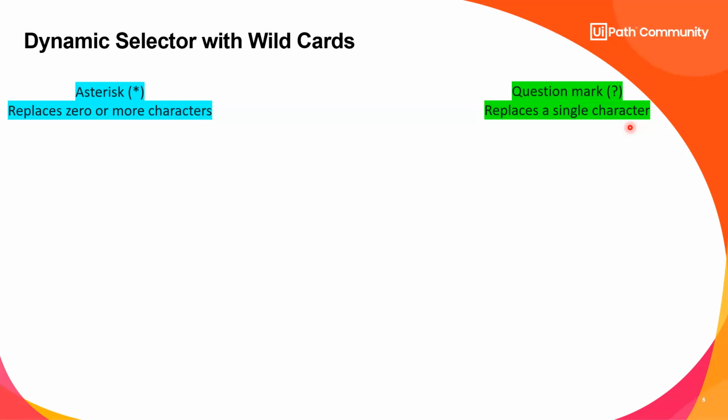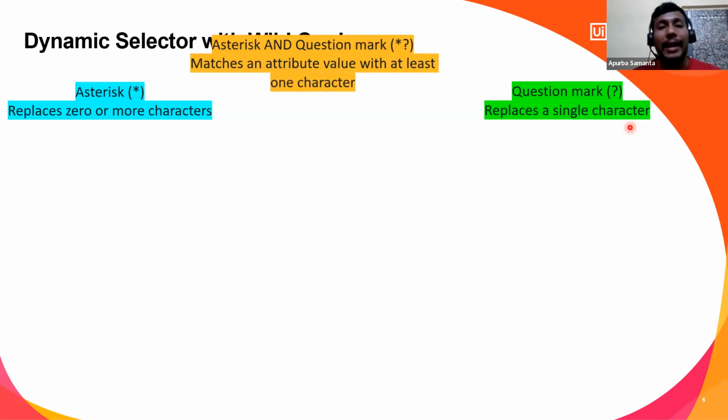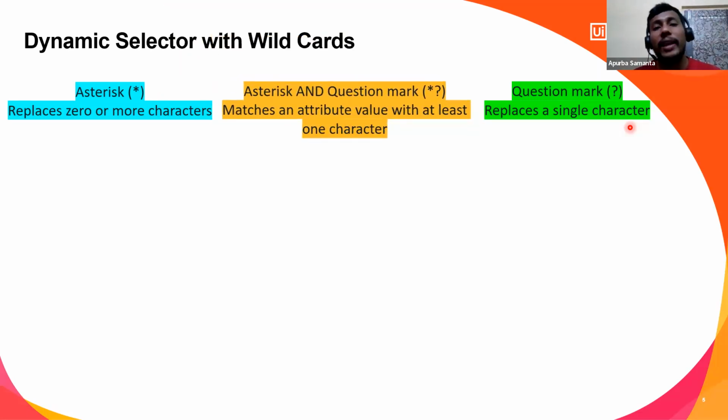Okay, so there is the third type, known as asterisk and question mark. In this case it will match an attribute value with at least one character. Let's suppose there is no character, meaning it's null; it will not work. If there is one or more than that, then it will work. Here it will work for 0 or more characters.